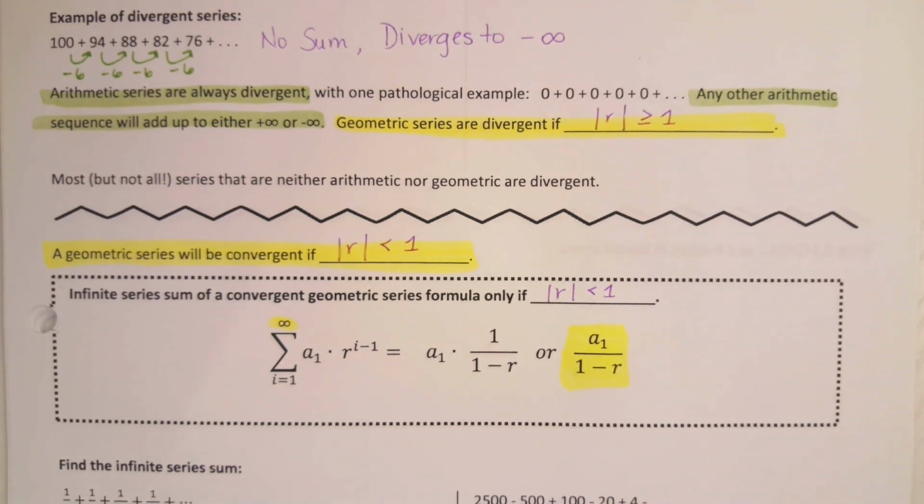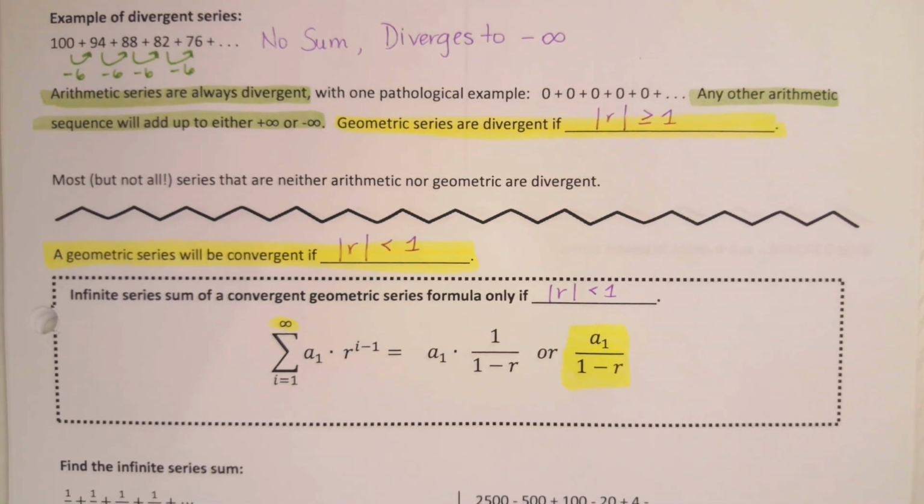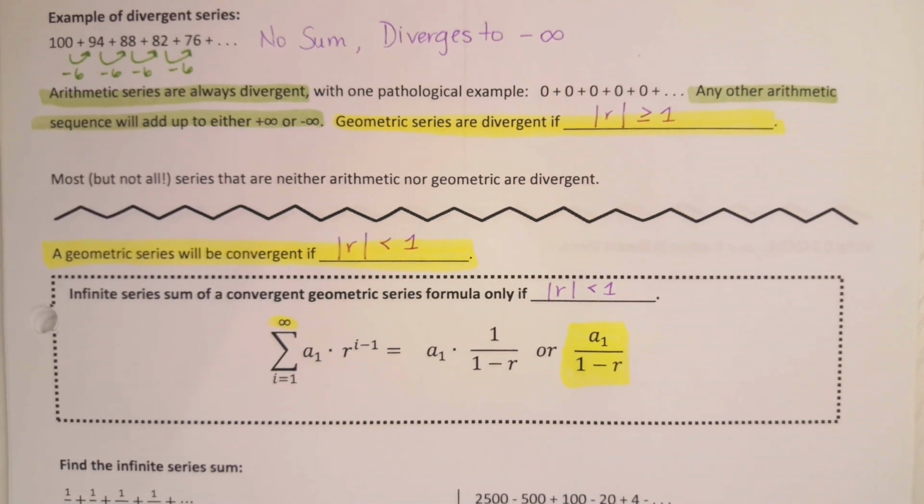Because if the common ratio is greater than or equal to 1, we're done. We don't even have to find it. But if it's less than 1, like if you're doing a fourth each time, then you'll actually get an actual number for your sum.